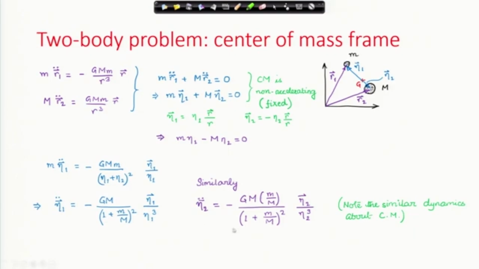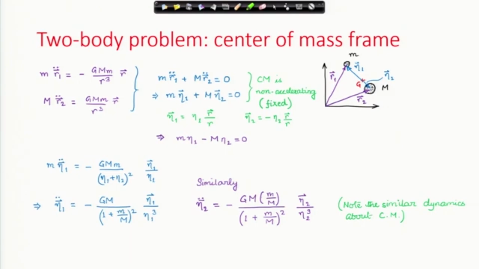In a similar manner, you can simplify the second equation of motion for the capital M mass. Eta 2 double dot is minus g m, and this is small m by capital M divided by 1 plus small m by capital M whole square, and eta 2 vector by eta 2 magnitude cube. And you should note the similarity in dynamics of the two systems. Here, what we have done is represent the individual dynamics of these 2 point masses absolutely independent of one another.